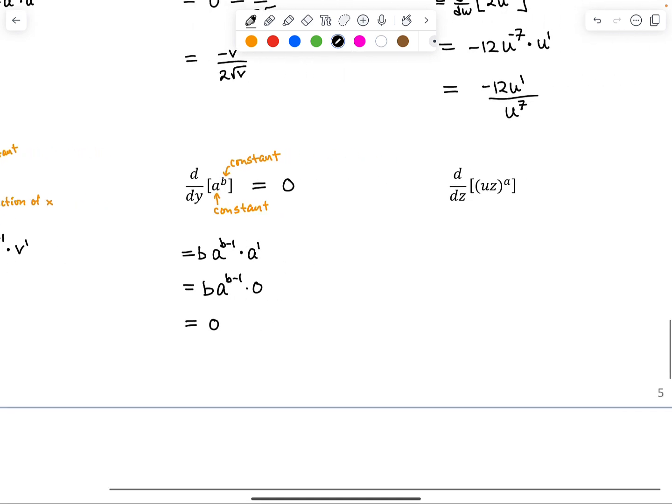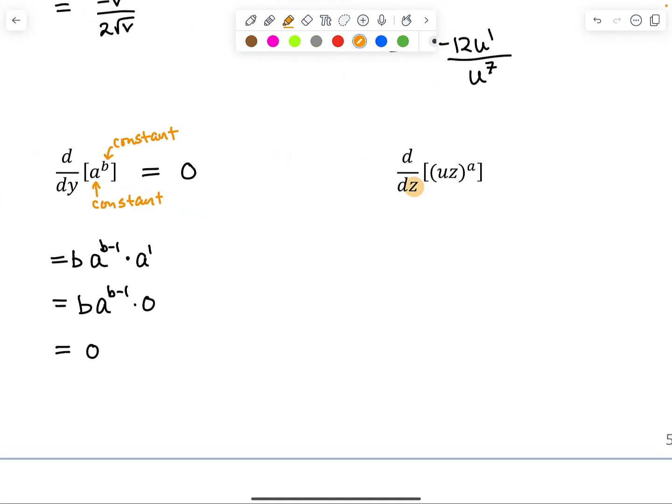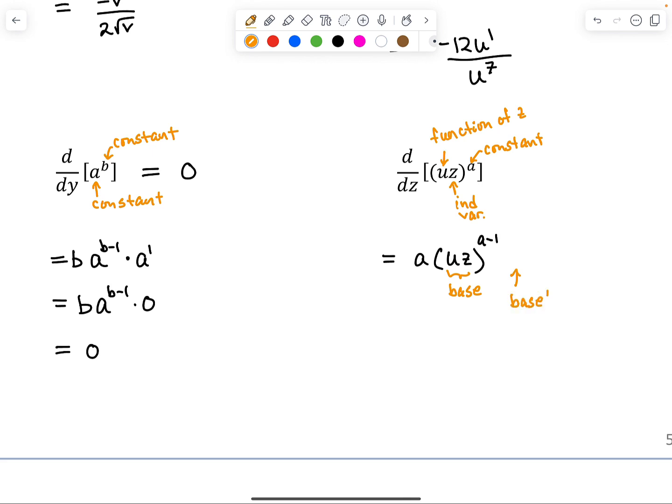All right, and then our final example. We're assuming z is the independent variable. I see that z right here. However, this u is a function of z, and this a, this power, is a constant. So I do see that we have some sort of function raised to a constant. So I'll begin with the generalized power rule. The a will drop down as a coefficient. The u of z will repeat. The new power will be a minus 1. And this is my base. And right next to this, we need to put the derivative of the base.